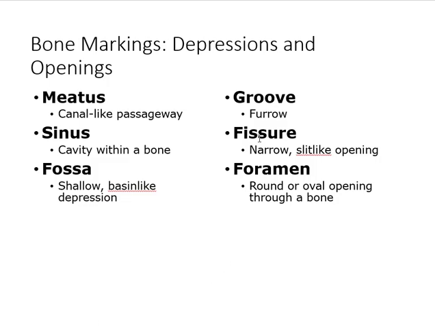And the two to know are fissure, foramen, and actually let me just add fossa to the three. A fissure is a narrow, slit-like opening. We only want to know that as something different to a foramen. Foramen and fossa are the two main ones to know. Foramen is a round or oval opening through a bone, and a fossa is a shallow basin-like depression.